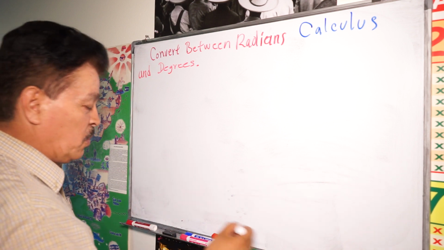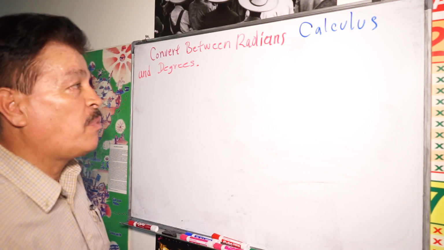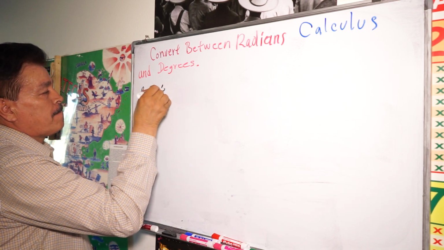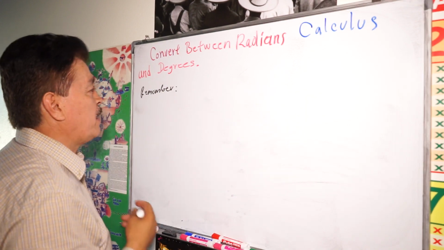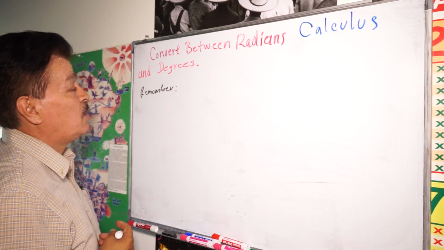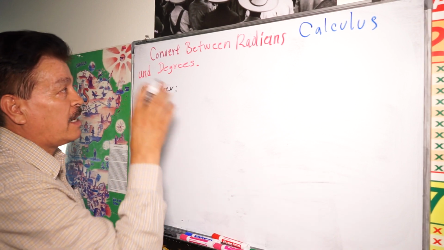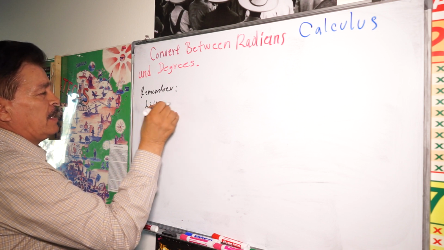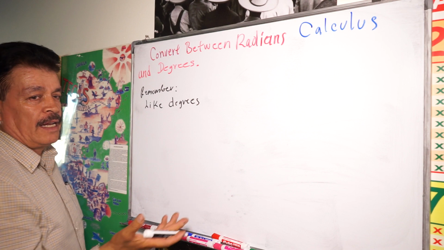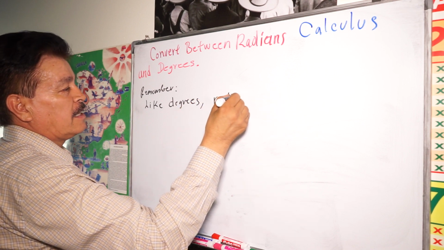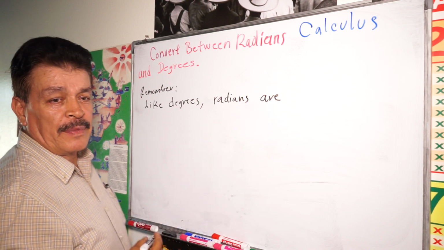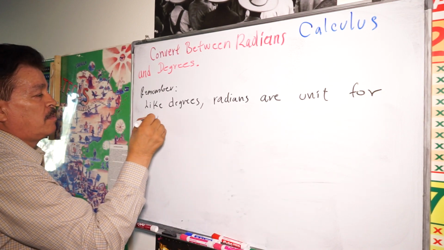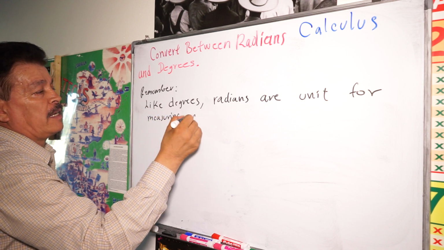Okay, before I give you one example, a couple of examples, I'm going to remember the main idea. As we used to do every class, let's find some idea or main concept about what I mean in this class with this topic. Degrees and radians are units for measuring angles.